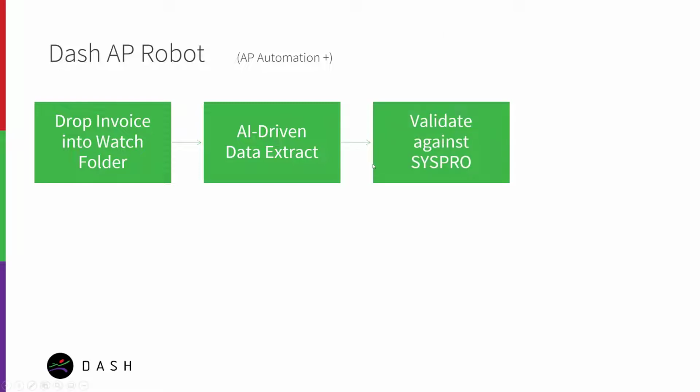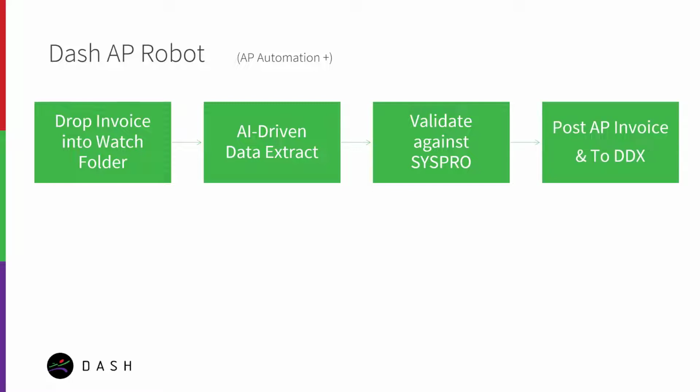And we validate that information against SYSPRO to make sure that the information on the invoice matches the information on the purchase order, which matches the information on your receipts. That classic three-way match gets done. And if everything aligns properly, the AP Robot simply posts the invoice into SYSPRO, so you don't have to do any of the data entry at all. And if you're also a Dash DDX document management user, it will save a copy of those invoices into your DDX archive file, so your filing effort has just been eliminated as well.